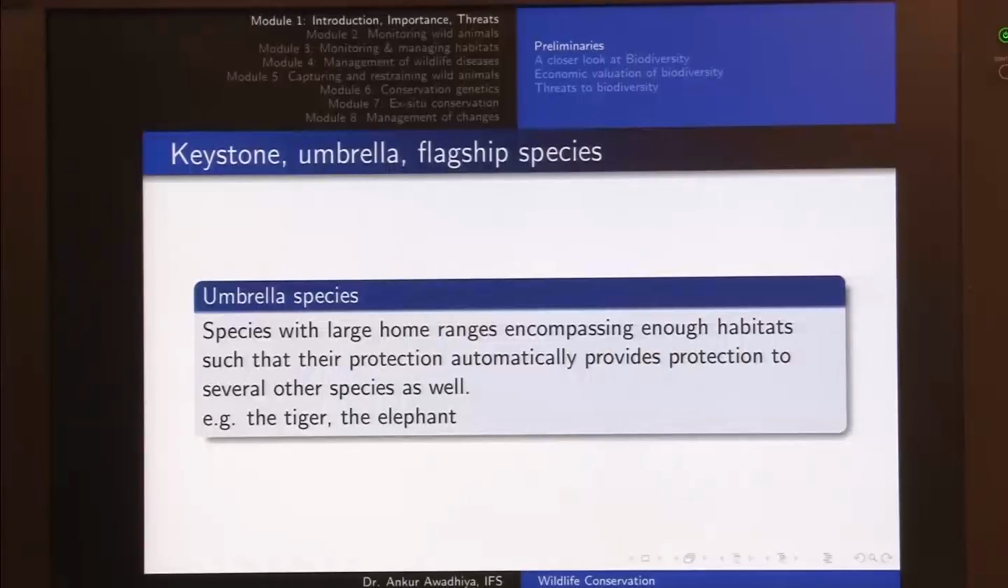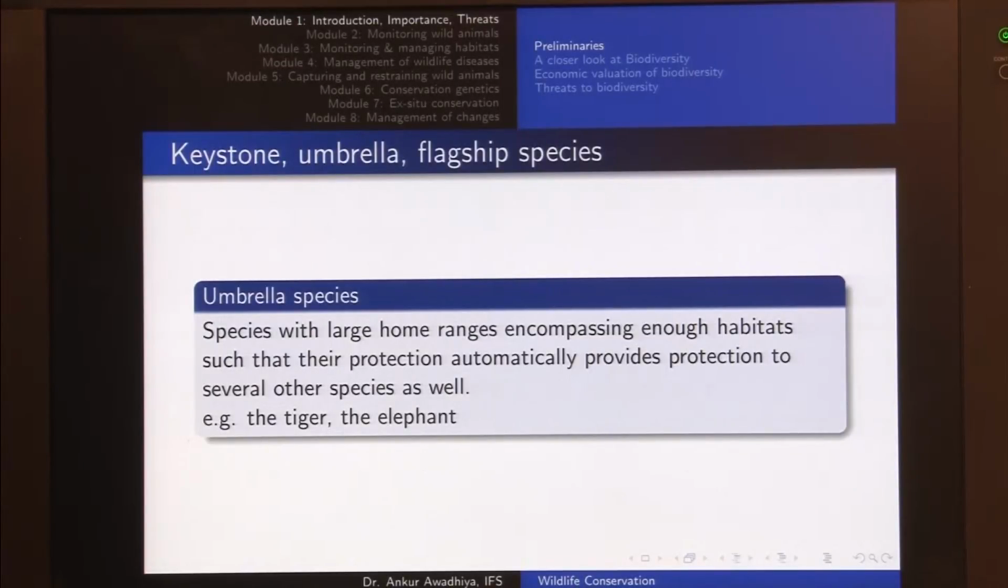The next species is called the umbrella species. These are species with large home ranges encompassing enough habitat such that their protection automatically provides protection to several other species as well. Example, the tiger and the elephant.